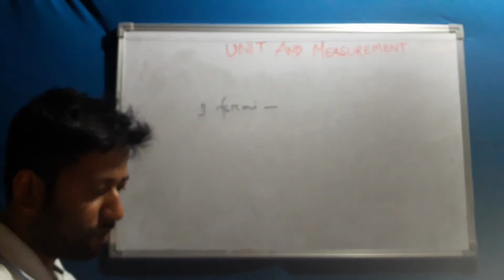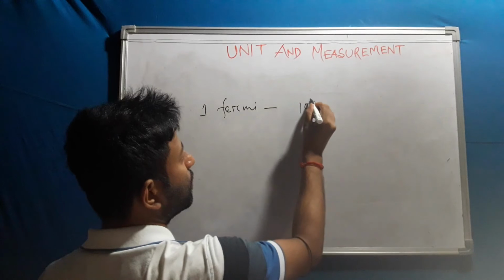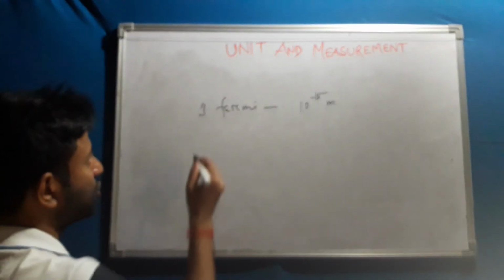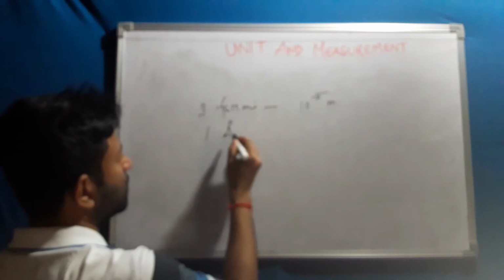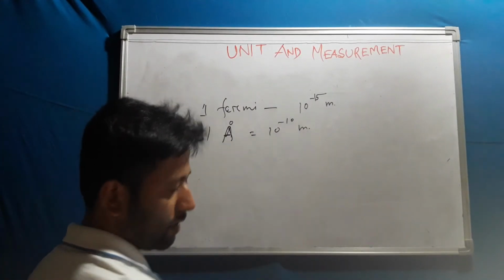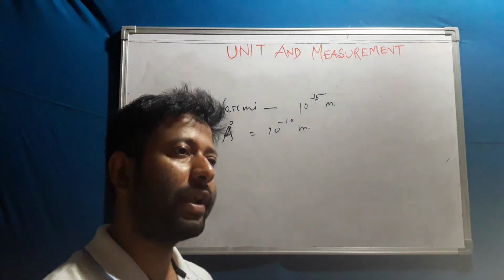One Fermi equal to how much? They have given it is 10 to the minus 15. Okay. One Angstrom equal to 10 to the minus 10. Okay. So in this way, one light year.